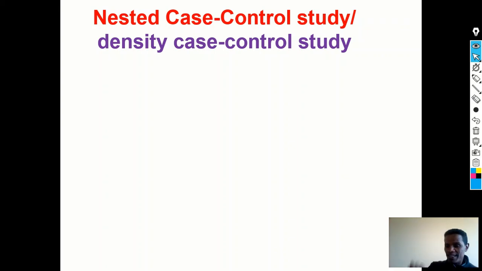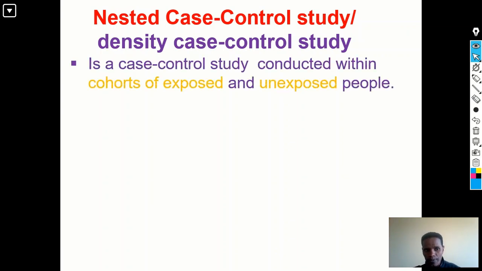One of the variants of the case control studies within a defined cohort is the first one, the nested case control study, or the incidence density case control study. This nested case control study is a case control study which is conducted within cohorts of exposed and unexposed people.